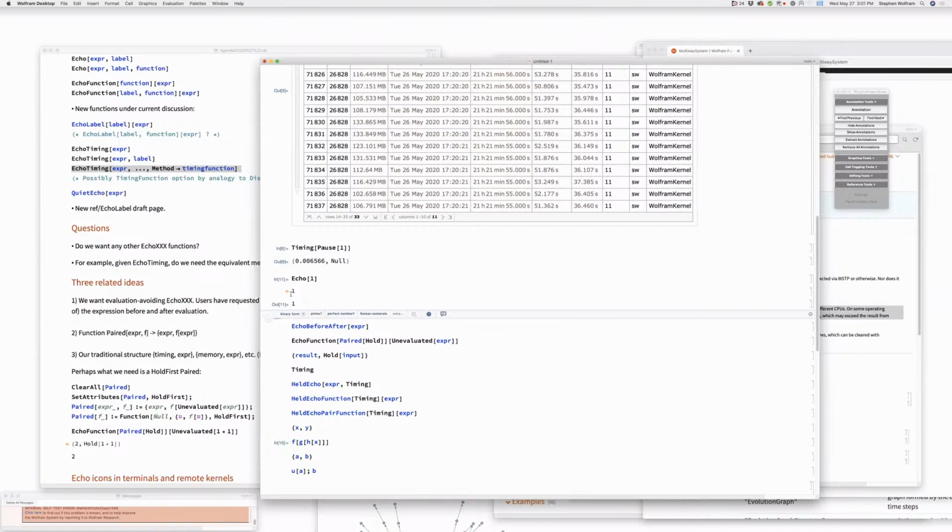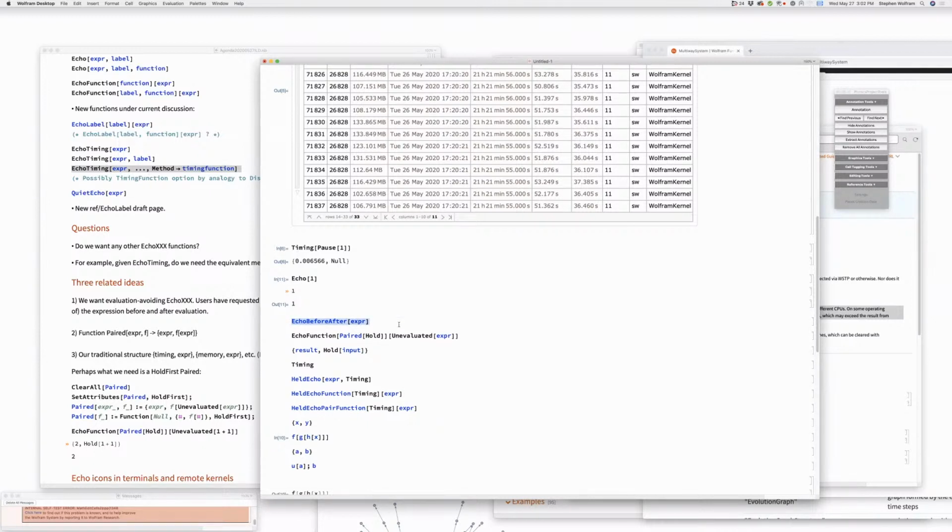Now, wait a minute. If we have echo before after, there's a question of what matches with what, because the before could be echoed long before the after comes out. See what I'm saying? They'll nest. Or you could wait and echo them both at the same time. We don't want to do that. I don't think that's a good idea. I think it's a better idea. I mean, that could conceivably be some weird method option for echo before after. I agree that this is a really useful debugging thing, to see before and after.